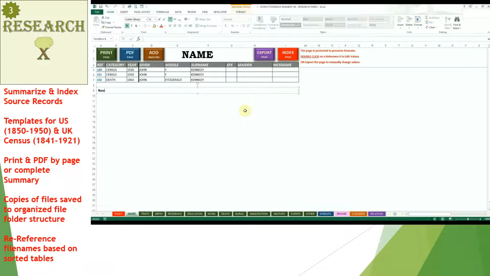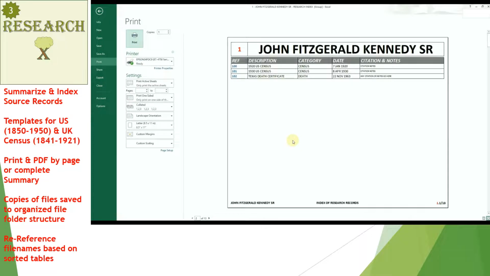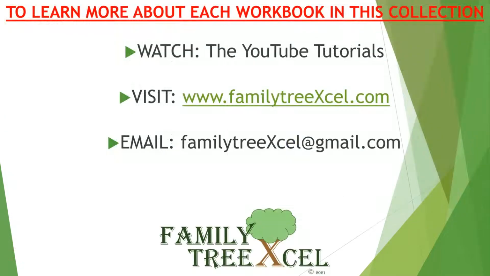Copies of all source records files are automatically made and indexed, providing a fully referenced collection of all your research information. The combination of the research, tree, and profile workbooks allow you to display, organize, and share every level of your family tree journey, all with the powerful functionality of Microsoft Excel.